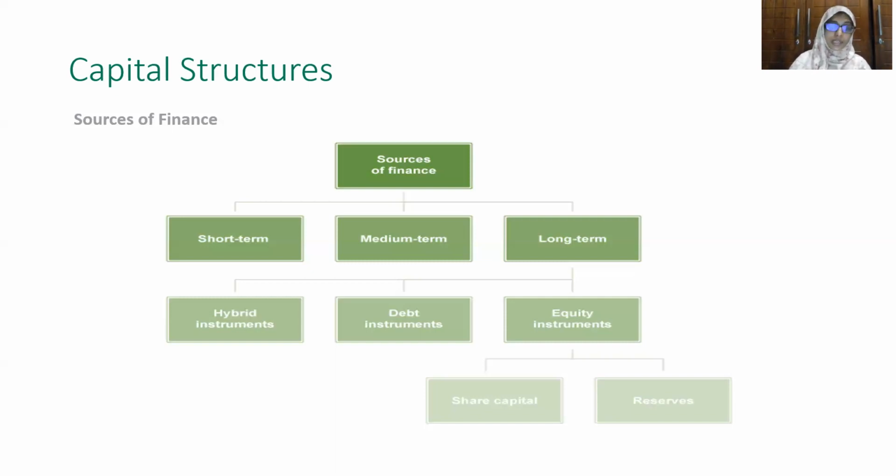Then there would be hybrid instruments, which will obviously be a mix of equity as well as debt instruments. So I just hope that you understand that the source of finance can be categorized based on term, as you can see, short term, medium term, long term. Thereafter, based on the type, equity, debt, hybrid, which we have been talking about many times today.